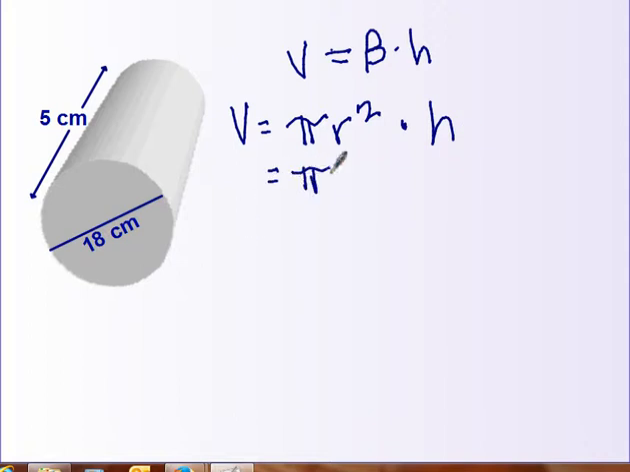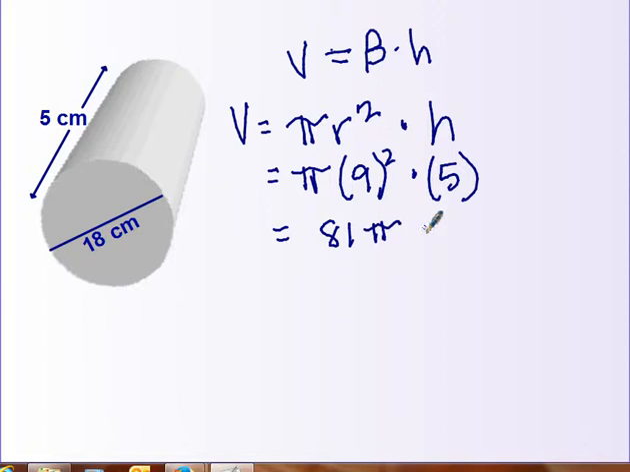So I'm going to get pi times our radius, which is 9, squared, times the height of the prism itself, which is 5. When I multiply 9 to the second power, I'm going to get 81 pi times 5. And 81 times 5 is going to give me 405 times pi.